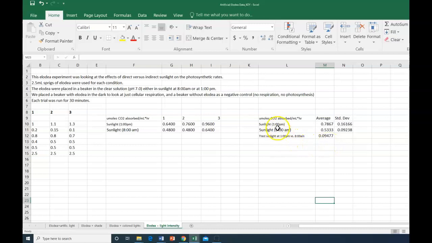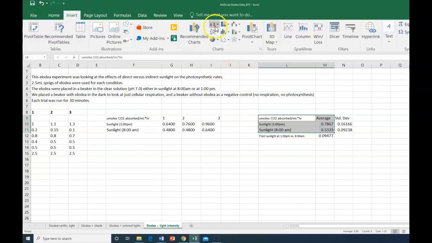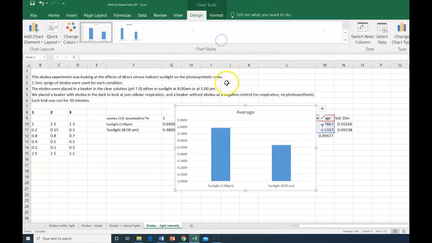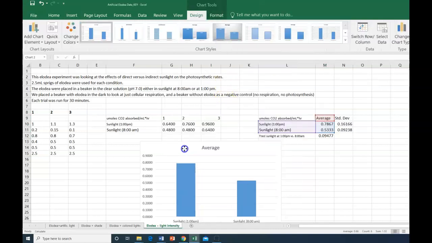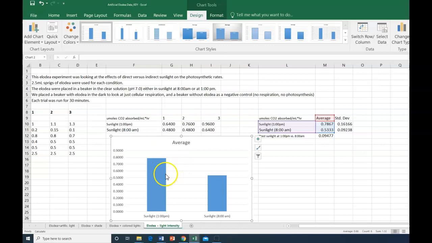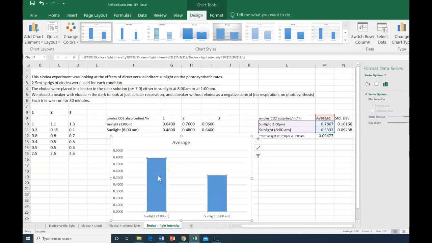All right, so the last thing we need to do is actually plot this data. So we're going to do a bar graph. We're going to do insert graph. All right, so here's what my graph looks like. We need to insert our error bars, so you just double click on your actual data.